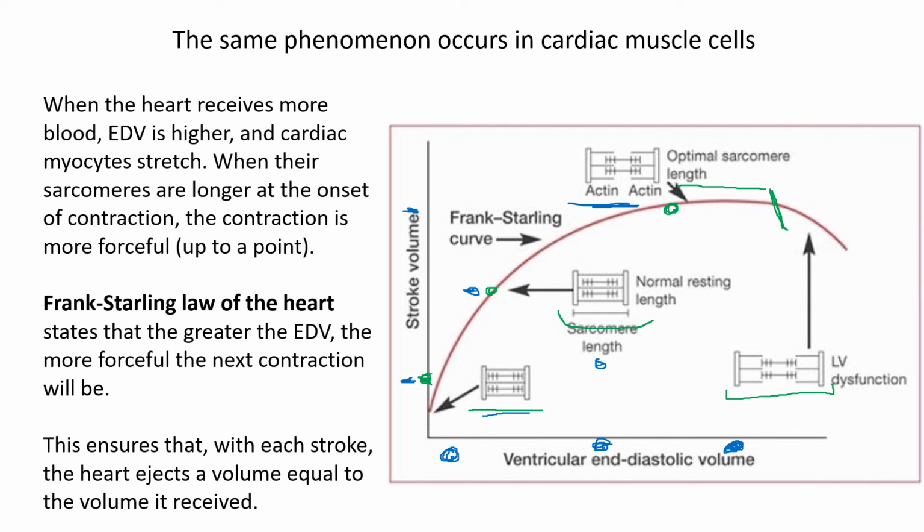And so it's this length-tension relationship that allows the Frank-Starling law to happen, that phenomenon. That the greater the end diastolic volume, that's down here, the greater the EDV, the greater the force of contraction, which shows up as stroke volume. The harder the heart contracts, the more blood it ejects. And of course, going back here, there's a limit. So a heart can be overstretched where it becomes a less efficient pump.